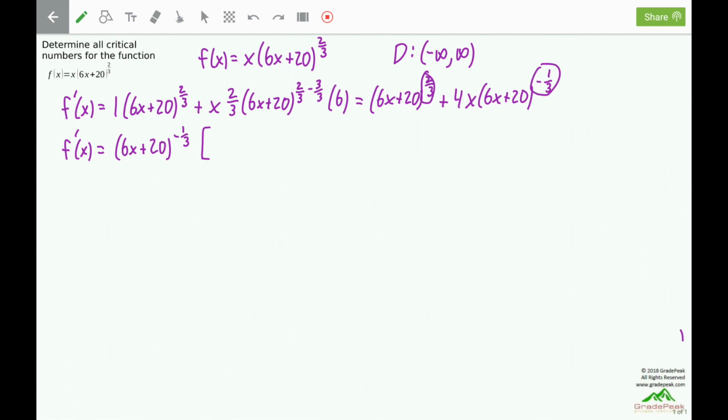2/3 plus 1/3 will become 3/3 or 1, so 6x plus 20 to the first power. That'll be the first term. And then the second term, the negative 1/3 plus 1/3 will be to the 0th power. And anything raised to the 0th power is a 1. So we'll be left with a 6x plus 20 to the first power, and then plus a 4x times what will be a 1, because it'll be to the 0th power.